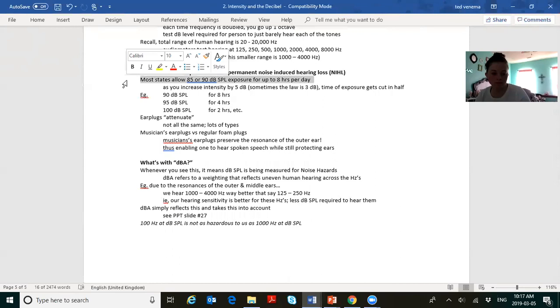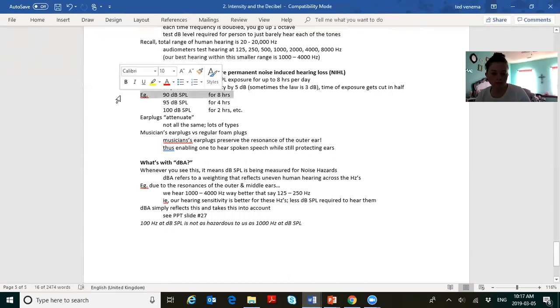And because of logarithms, if, for example, the state law said 90 dB SPL for 8 hours a day, if you increase the pressure or the sound to 95, then your allowed time exposure gets cut in half. So the rule is every time you go up by 5, your allowed time exposure goes down by half.